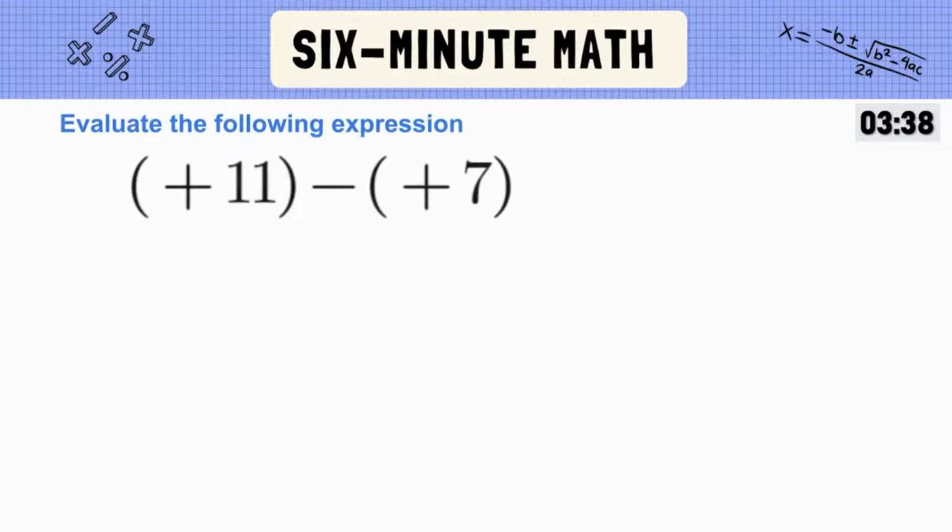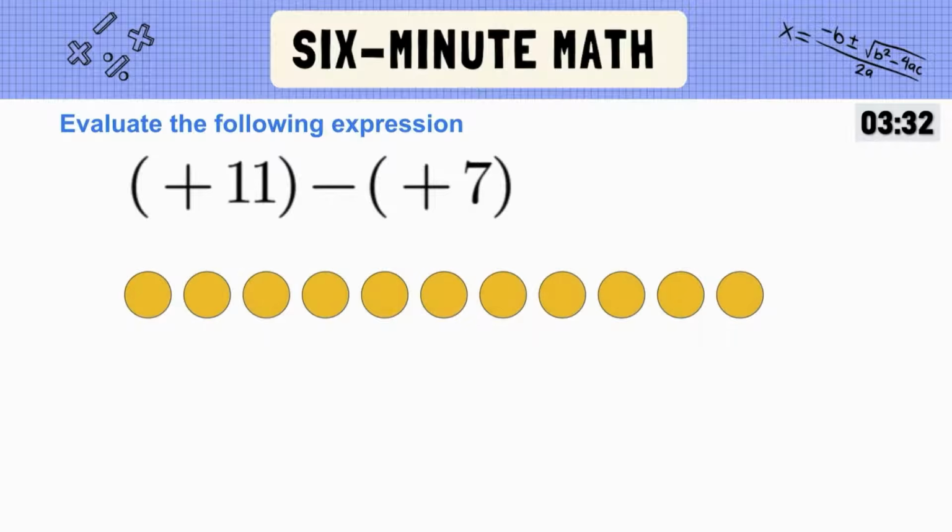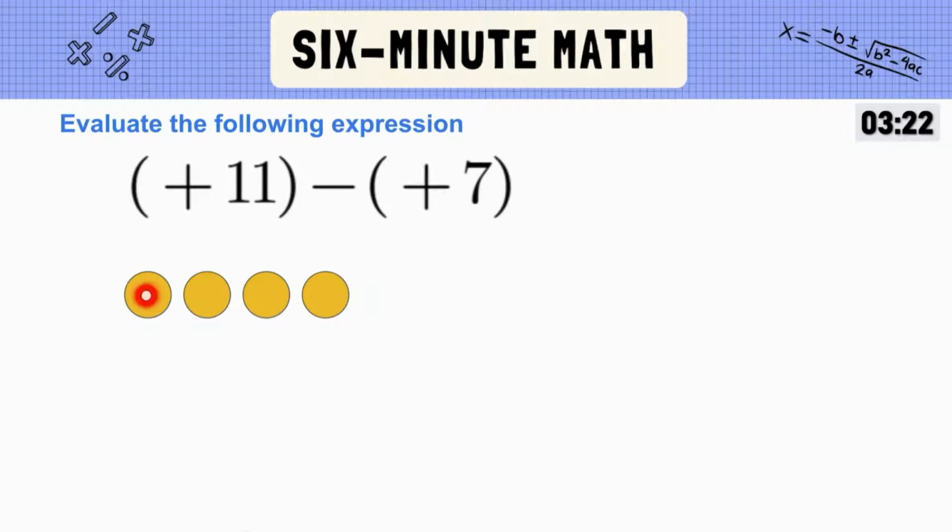What if I evaluate positive 11 minus positive 7? So I have my positive 11 chips, and I will be removing 7 positive chips. So I'm going to remove those 7 chips. And what do I have left? 1, 2, 3, 4 positive chips, which gives me positive 4.